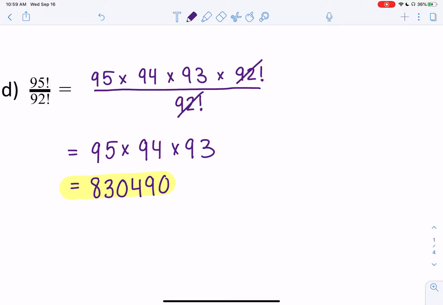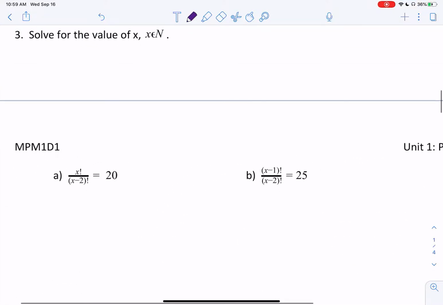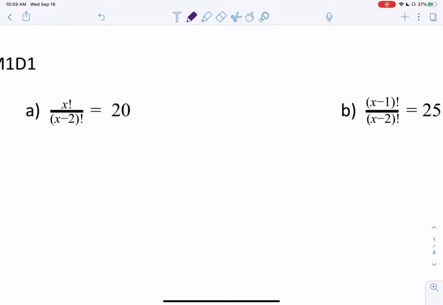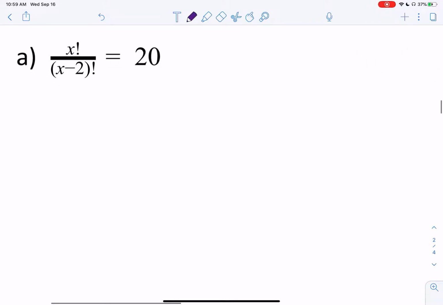So now we're going to take this one step further and we're going to start solving for the value of x. And we're going to practice one thing we've practiced before here, which makes it a little complex. So bear with me as we go through. So this first example, we have x factorial all over x minus 2 factorial equals 20. And we need to solve for the value of x.